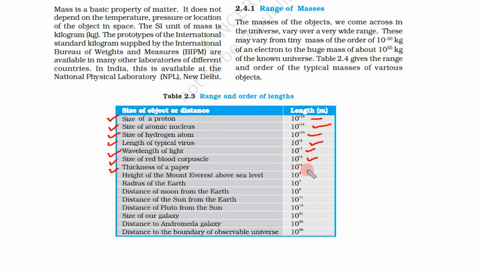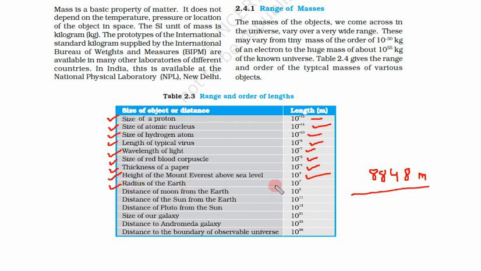Thickness of paper is generally 10 to power minus 4 meter, that means 0.1 millimeter. Height of Mount Everest above sea level, that is 10 to power 4 meter, around 10,000 meter. To be exact, 8848 meter, around 10,000 meter.